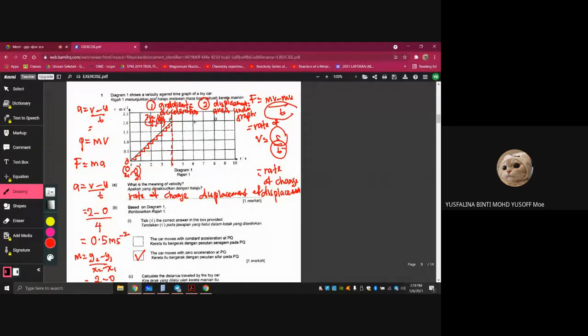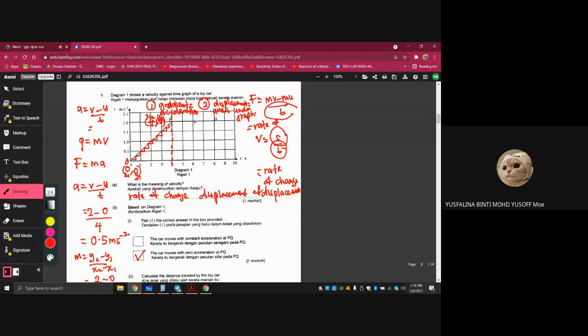Teacher, but the question is asking the distance, not the displacement. So what's the difference between distance and displacement? Distance has no direction, yes. Why displacement? Yes, displacement must have a direction and also the magnitude. Later I will show you two examples. What's the difference between distance and displacement?